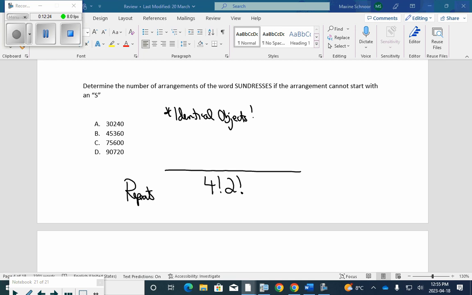So determine the number of arrangements. So number of arrangements. So this is a permutation. Okay? Are we using all the letters?